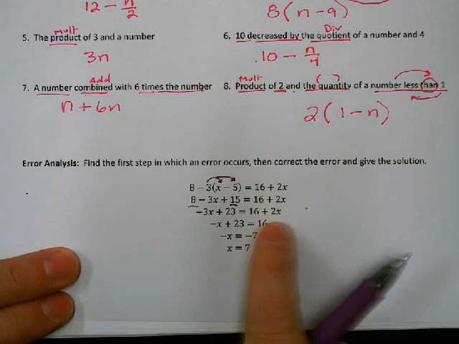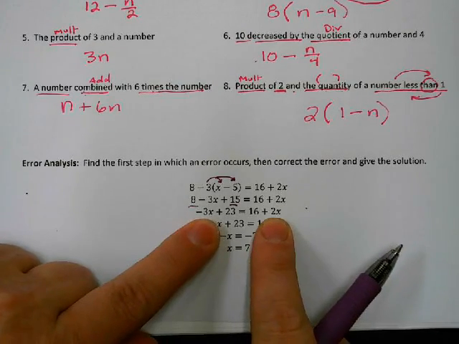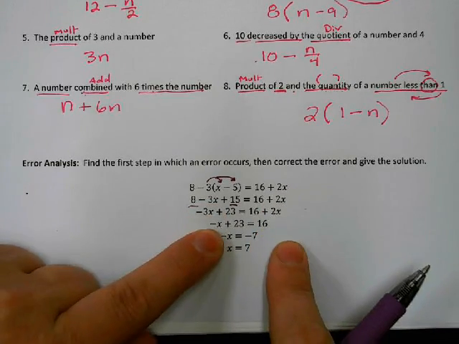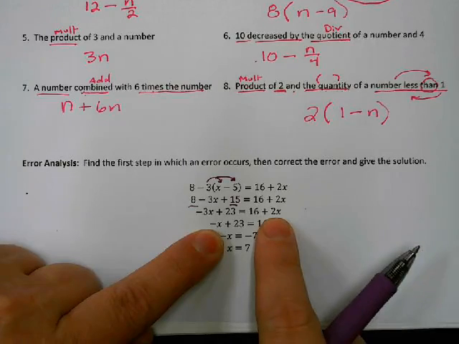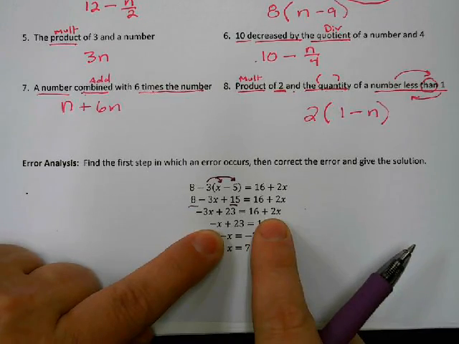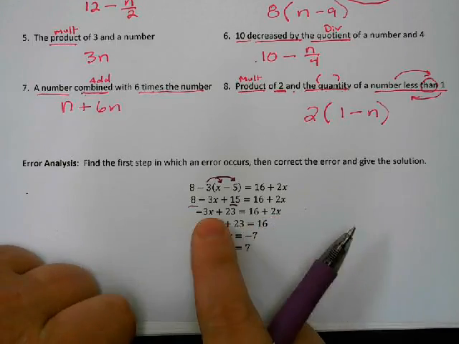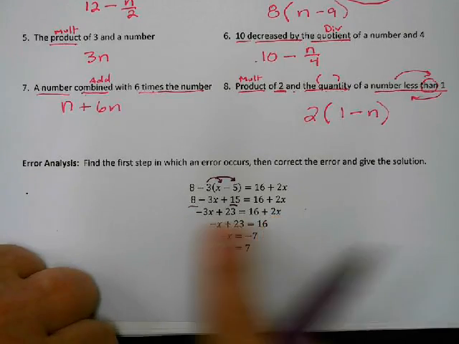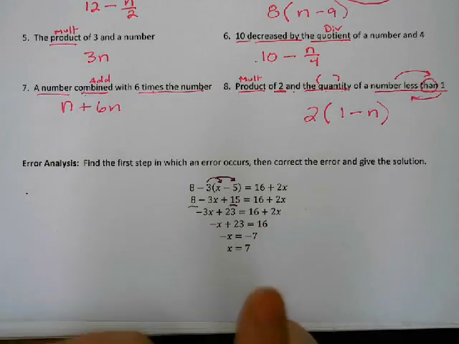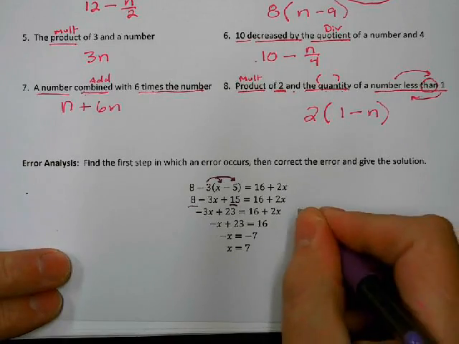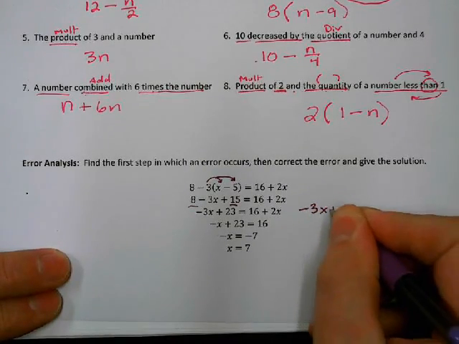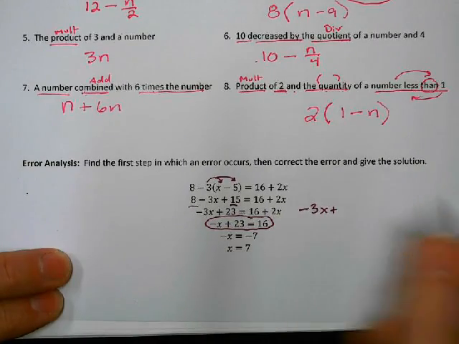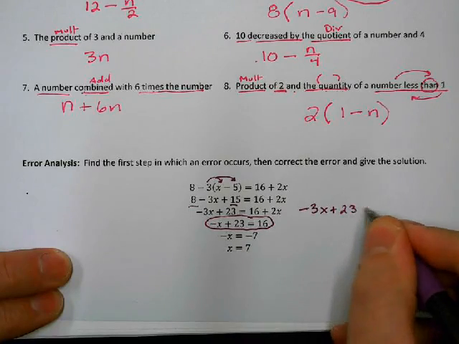Balancing comes next because I have x's on both sides. So I've got -3x and +2x, and they get -x here. That's a problem because they should have used the properties of equality. You have to subtract 2x across that equal sign. So they didn't subtract 2x, they added 2x to both sides, and that's not good. So we get -3x plus 23. Our mistake is right here. So we're going to start on this part and redo the problem to get the correct answer.